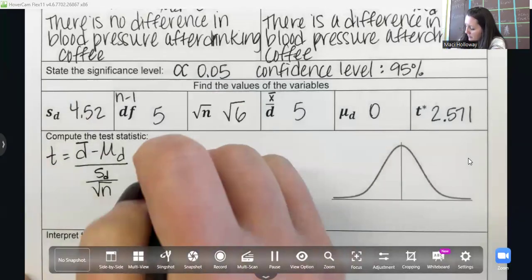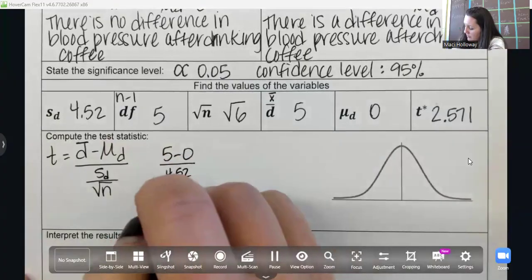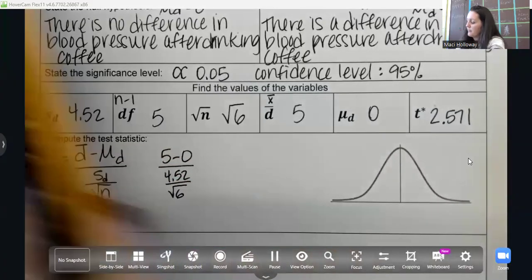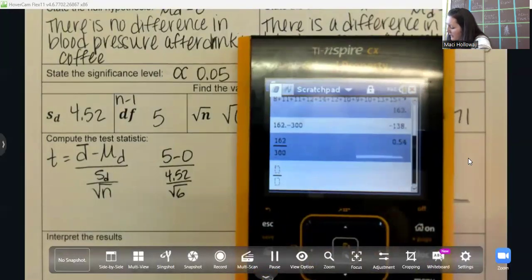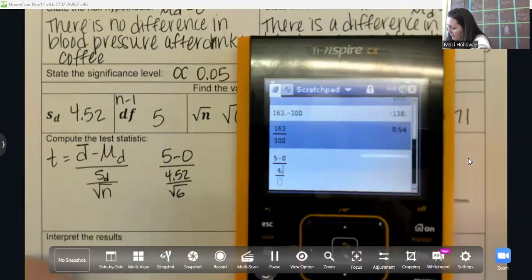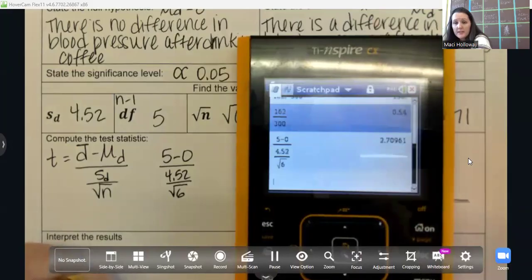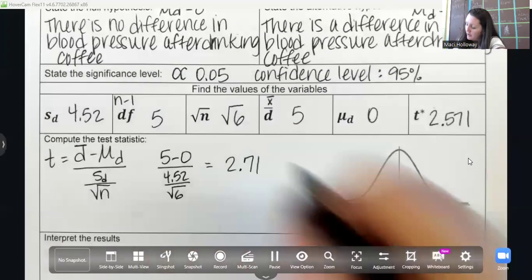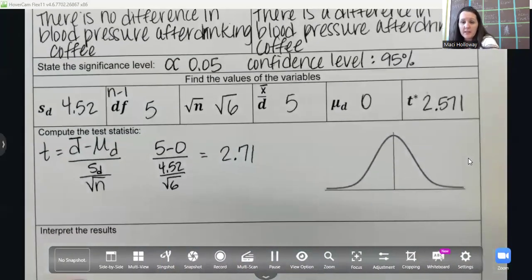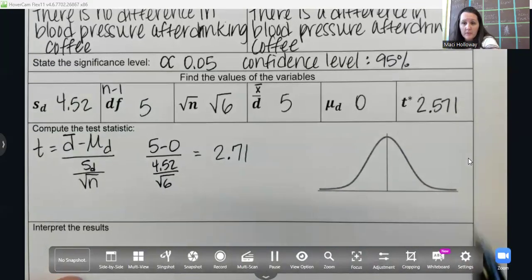So let's plug in our values. We have 5 minus 0 divided by 4.52 over the square root of 6. So I like to go ahead and set myself up for success. So I'm going to plug in my fraction first. Then we have 4.52 and the square root of 6. We get 2.71. All right, so that's my t statistic. Well, let's see what that value means in reference to our t critical value.